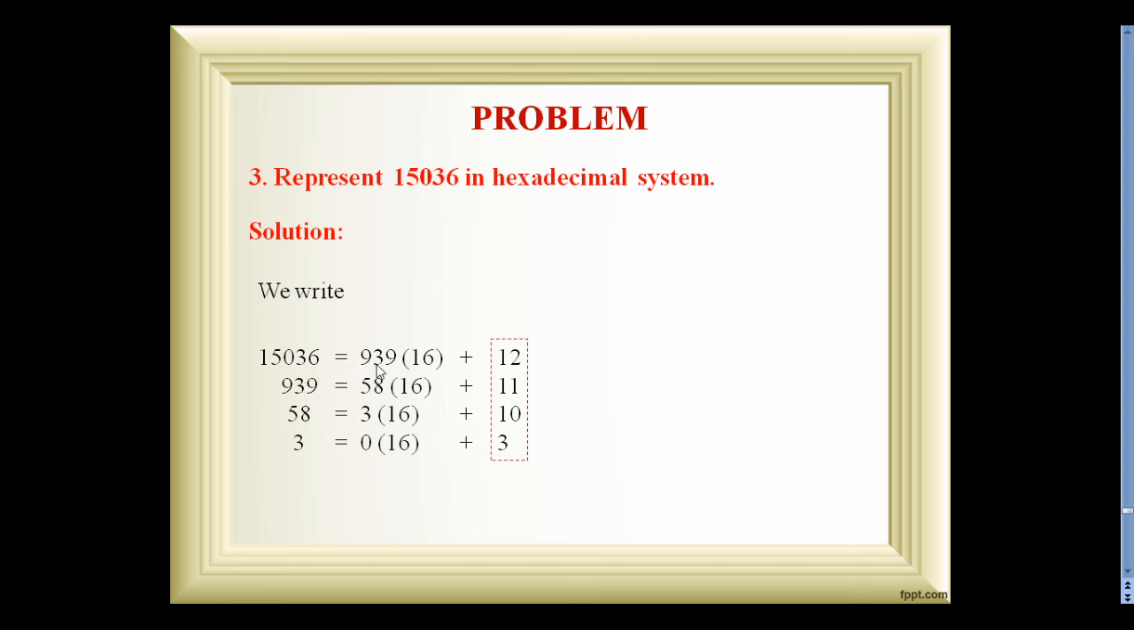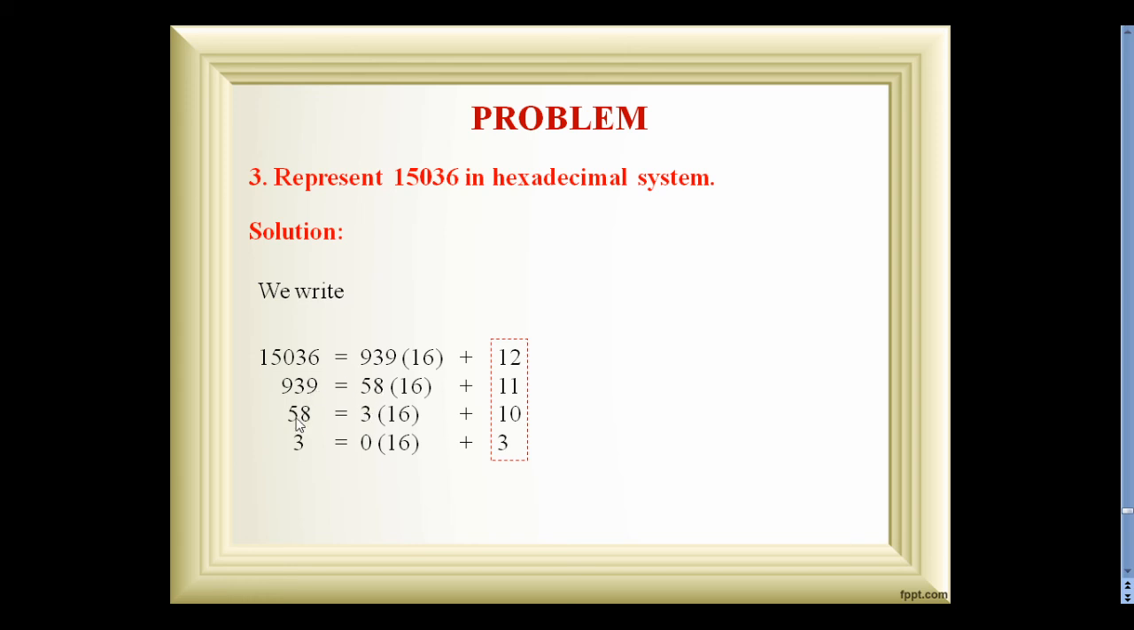15036 divided by 16. We get the first quotient 939. The remainder is 12, and that 12 should be less than 16. So all the remainders must be less than the divisor. Again you take 939 and divide by 16. We get 58 times 16 plus 11.